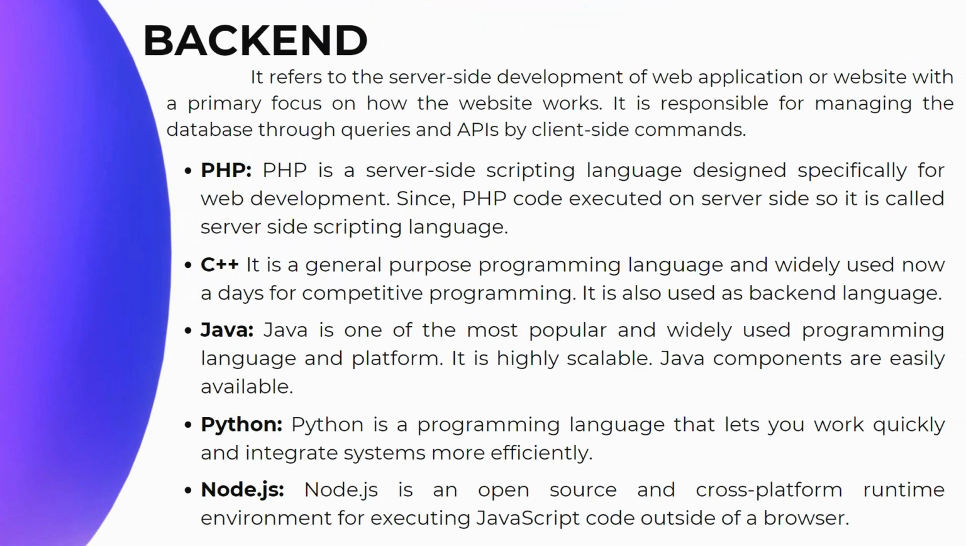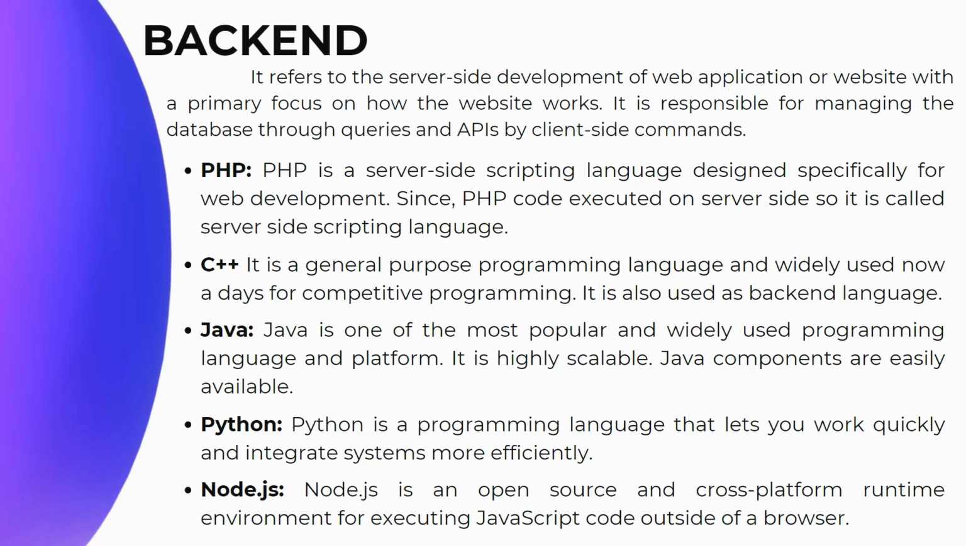Now let me explain about the backend. Backend is the server side of the web application that makes the web application work. It is responsible for managing the database and requests that are received from the client side, that is nothing but the front end. There are various languages that are used in the backend to make the website work and process the request. Let's see a few of the languages now. PHP is a server-side scripting language that mainly focuses on the backend. C++, Java, and Python are more efficiently used languages in the backend. Node.js is an open source and cross-platform runtime environment for executing JavaScript code.